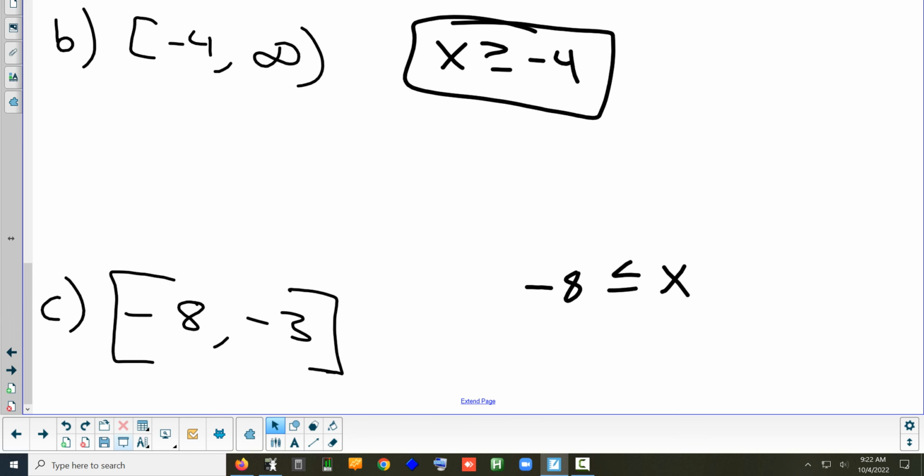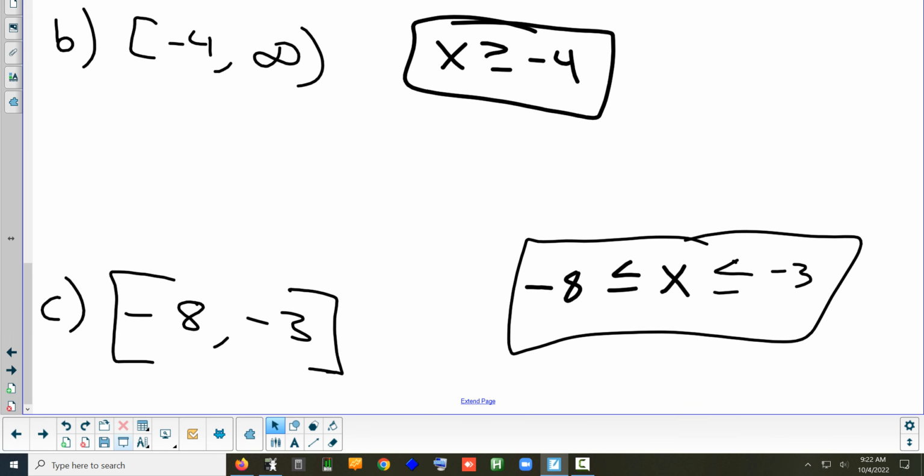Both signs have to point the same way. Negative 3, you want to say that one again for me? And then less than or equal to. Yeah. So negative 8 is less than or equal to x, which is less than or equal to negative 3. We need the equal to's because we had brackets. We said this was bounded. Is this open, closed, or half open? Closed, completely closed, which means you can include negative 8 and you can include negative 3. You can equal the two endpoints.